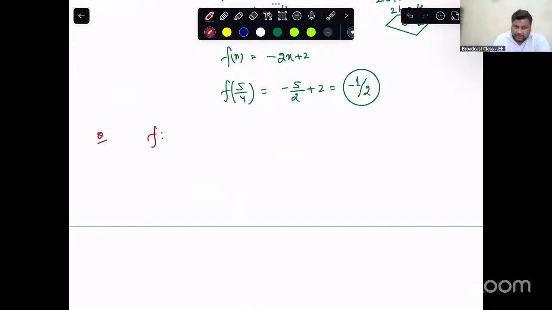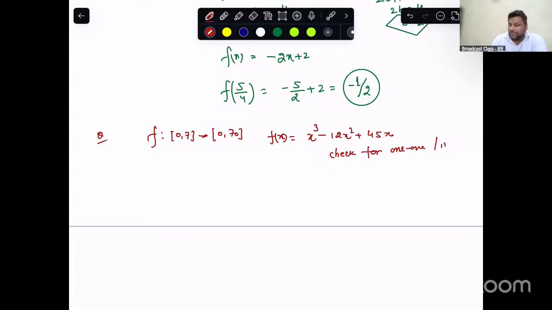Given f from 0 to 7 to 0 to 70, f(x) is x cube minus 12x square plus 45x. Check for one-one, many-one, onto and into. You got it? Check for one-one, many-one, onto.